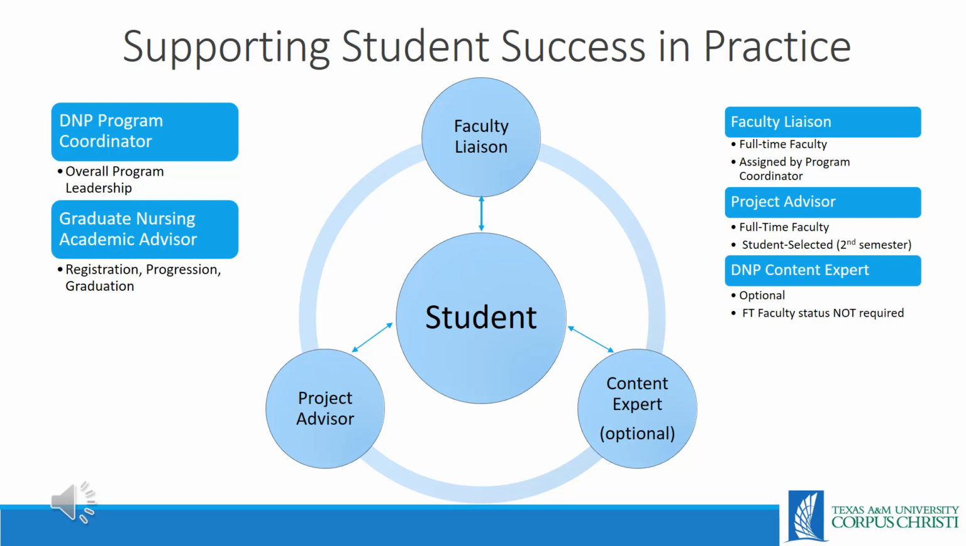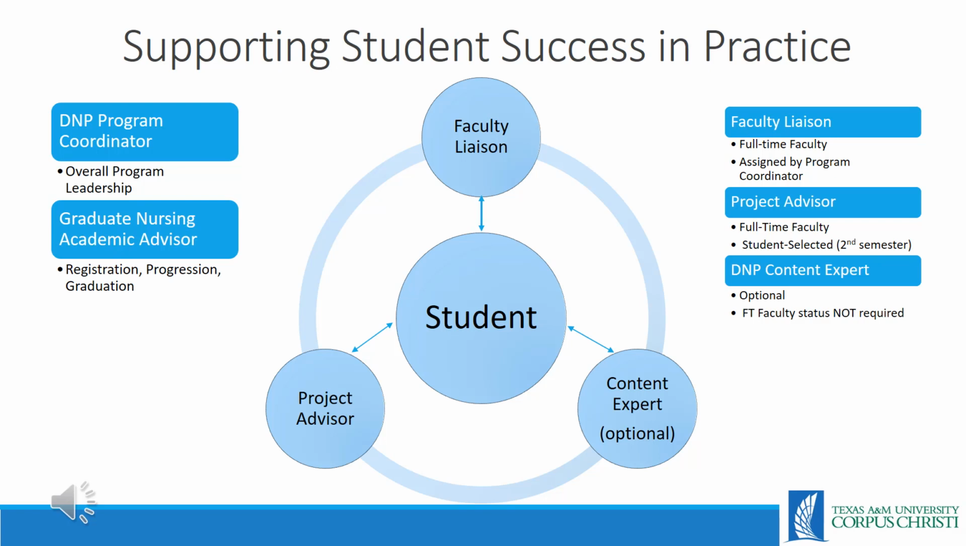Each student will select their own DNP project advisor in the second semester of their first program year. So it'll be in spring. You start in fall, so in spring you should be selecting a DNP project advisor. The project advisor should be a full-time TAMU-CC tenure-track faculty member who will provide expertise as the student identifies experiences relevant to the DNP project. The project advisor will serve as a guide to the student through the completion of the DNP project and will work with the student's faculty liaison to approve the focus of the DNP project and to assist in evaluation of the final project.